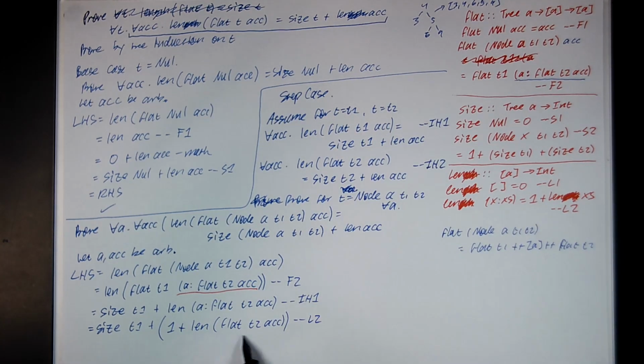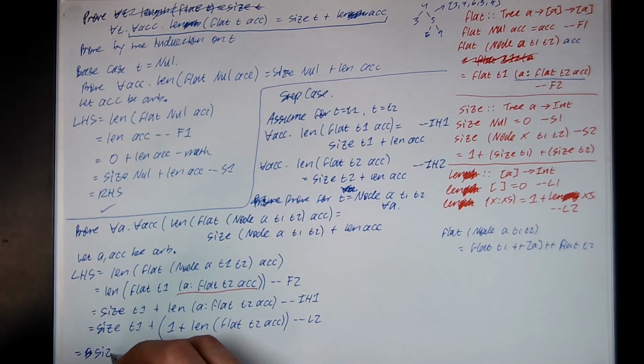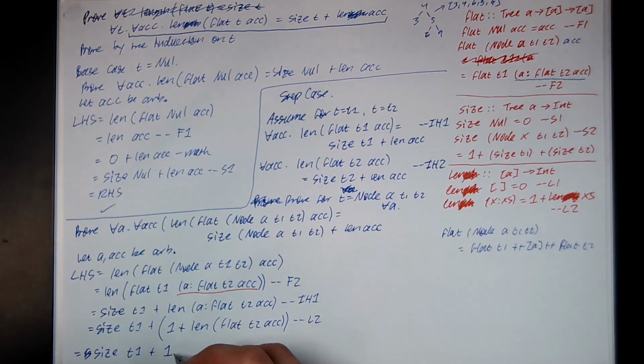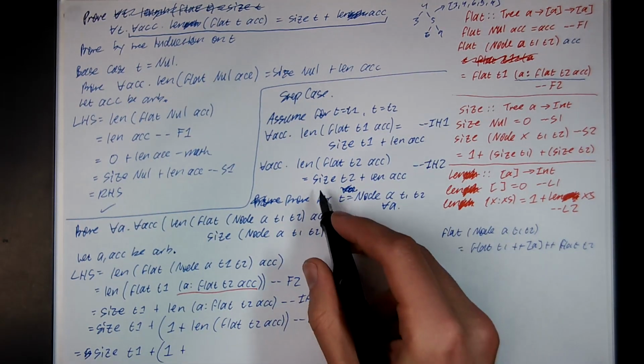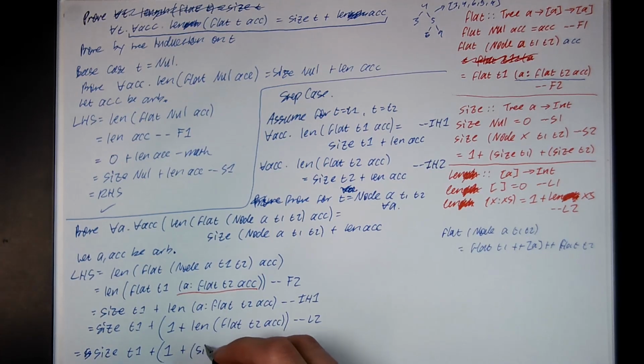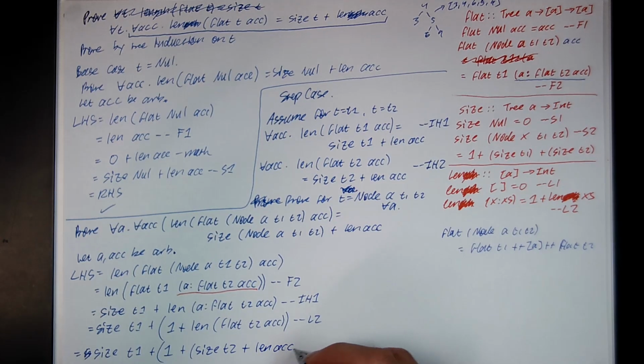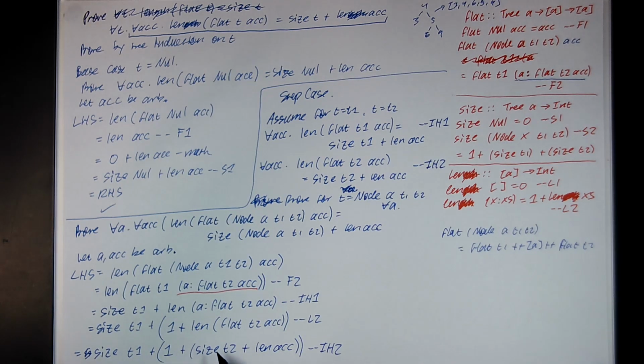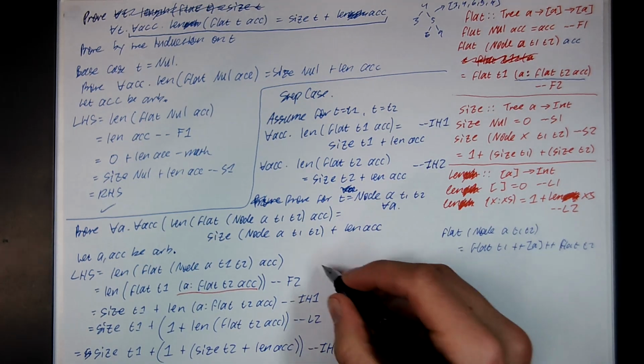Okay? And now this term here looks like my second inductive hypothesis, so we can apply that. This is going to be size T1 plus 1 plus whatever this evaluates to, size T2 plus len AC, by inductive hypothesis 2. Notice how I'm leaving the brackets, I'm not changing the order of anything. And so now what I'm going to do is change the order, because I know addition is associative and addition is commutative, so the order in which I evaluate these doesn't matter. So we'll go up to here.